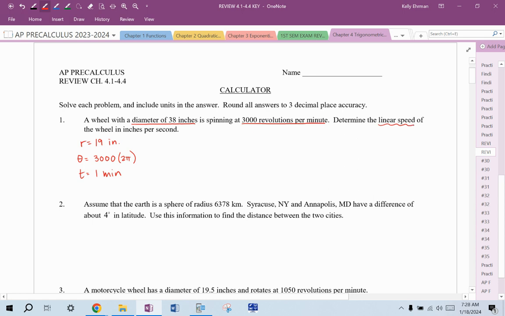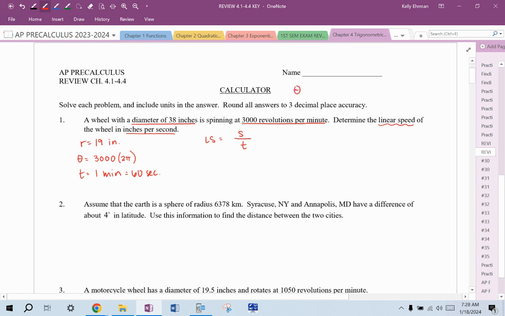Determine the linear speed of the wheel in inches per second. So I have the radius in inches. The 1 minute should be changed to 60 seconds, just to get my units in order. And remember, linear speed is just arc length, distance traveled, divided by time. So arc length is the distance traveled. Imagine there's paint on this wheel. If it were to spin 3,000 times on the road, how long would the stripe be that it's making? It's basically what the arc length represents. And then the time is going to be 60 seconds.